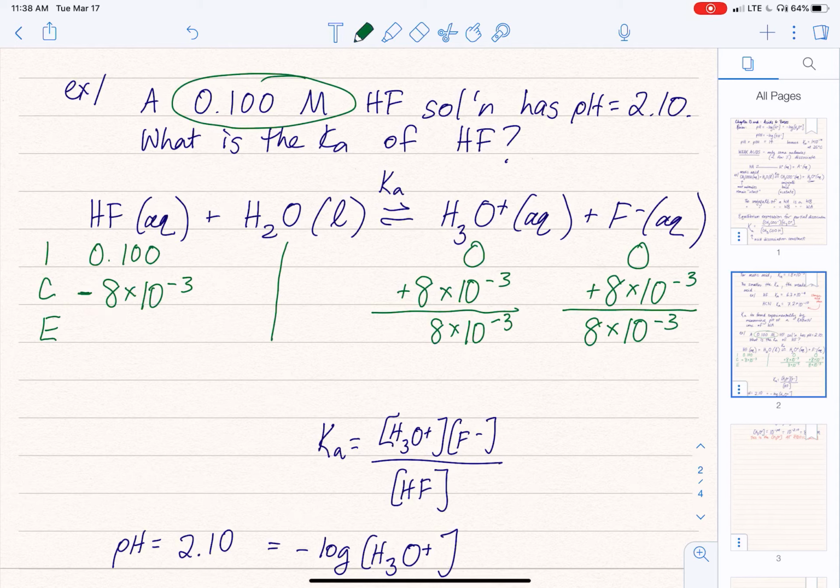So now I just do the arithmetic. 0.1 minus 8 times 10 to the minus 3. So 0.1 minus 0.008 gives me 9.2 times 10 to the minus 2. So that ICE chart enabled me to come up with these values that I can actually plug into the expression for Ka, which is kind of cool.